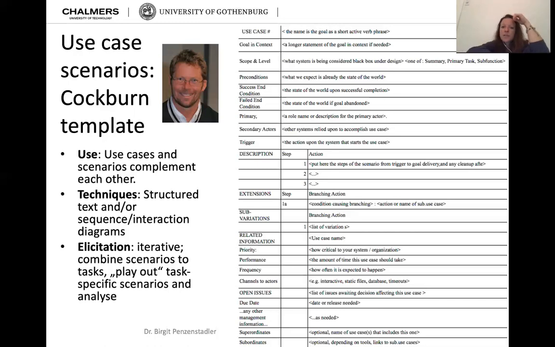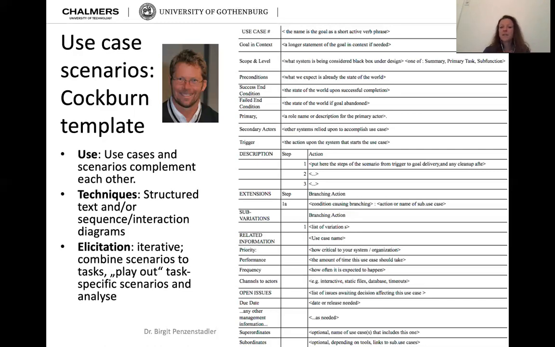And then you have a primary actor for this use case, and maybe there are also secondary actors, other systems that are relied upon to accomplish a use case. If we go back to the gas station example, the primary actor could be the customer, and then a secondary actor could be the bank or the credit bureau. And then there is a trigger. The trigger is the action upon the system that starts the use case. For example, customer approaches cash registry. And then we go into the description of the individual action steps.